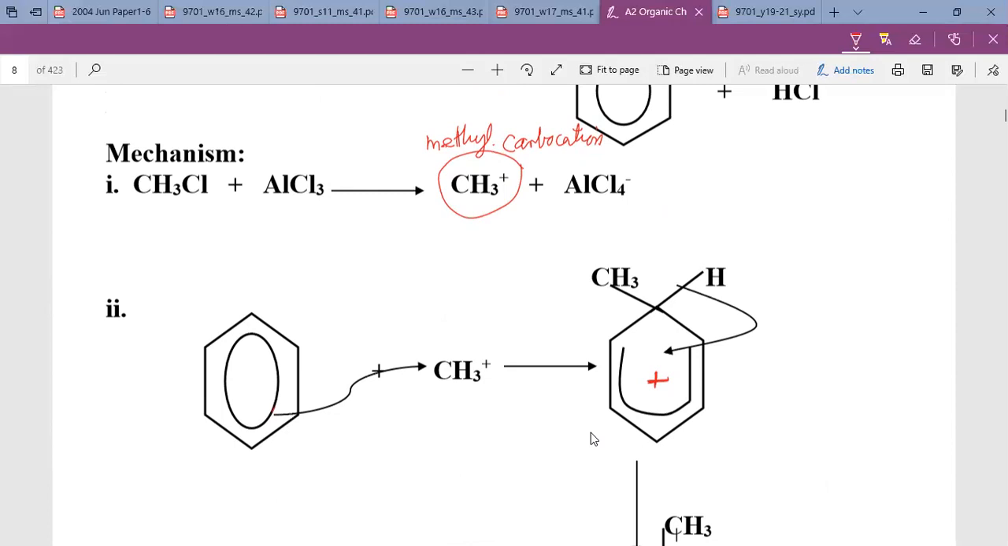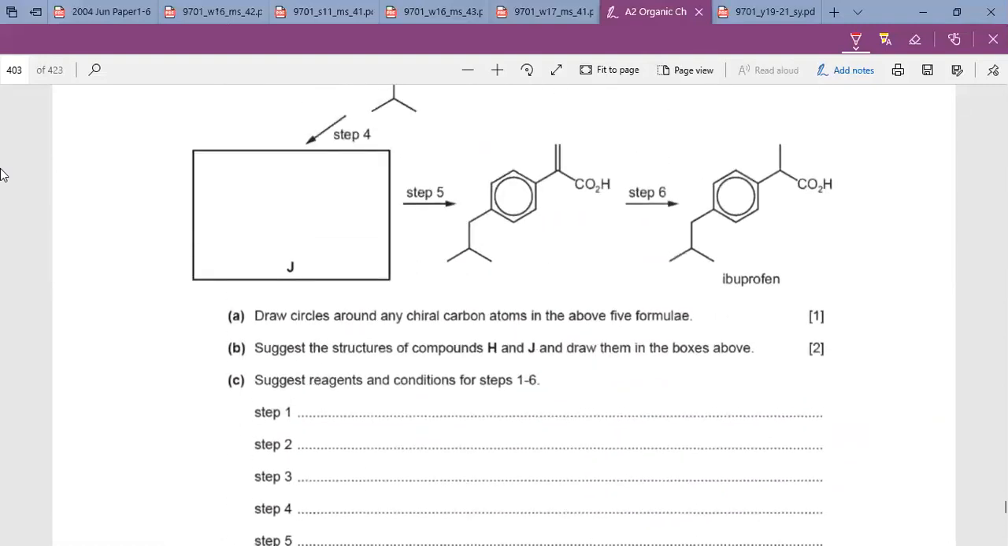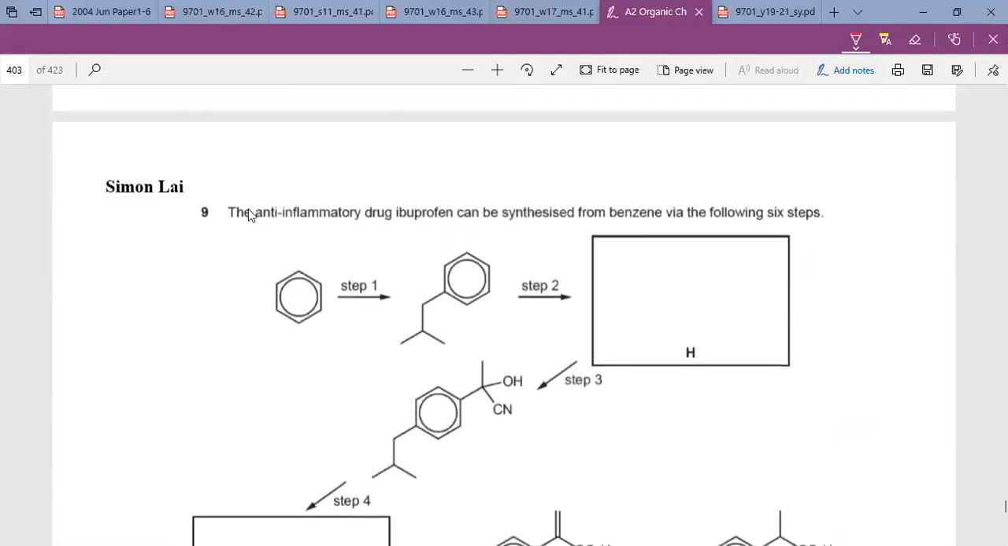Let me show you a reaction. There's a question, quickly. 403. There are 3 questions actually. You must see very carefully from here to here. The anti-inflammatory drug ibuprofen, which is almost like Panadol, can be synthesized from that bromine in the following way. Now from here to here, look carefully.